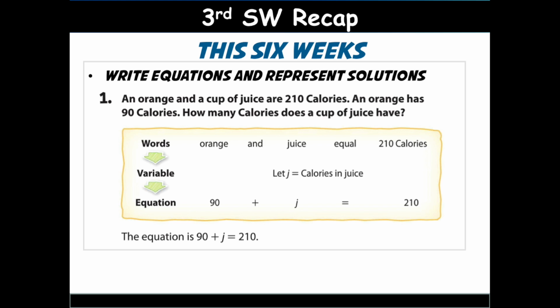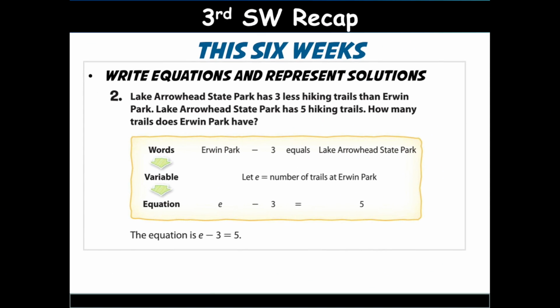It can be very tricky. Just read them carefully. That's the most important thing here. Always be very careful. Here's another one. They're talking about Irwin Park and Lake Arrowhead Park. In this one, they told you what Lake Arrowhead Park has, right? It has 3 less hiking trails. That means subtract 3. And of course, read it carefully. You'll notice that they're giving away what it equals, which is 5, because that's what Lake Arrowhead Park equals to in the end.